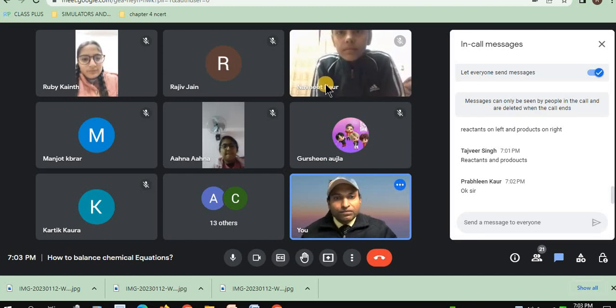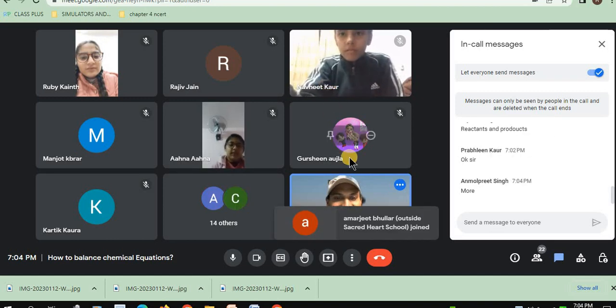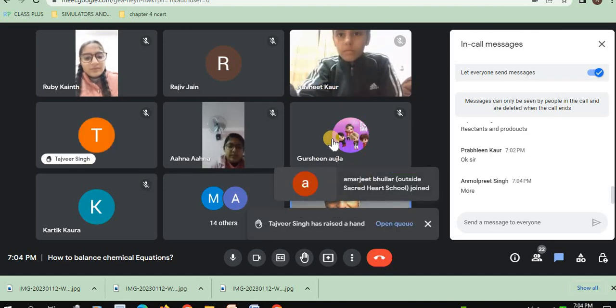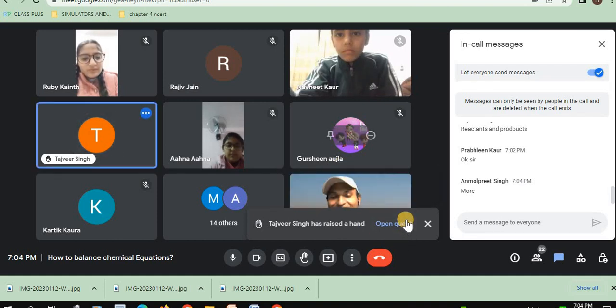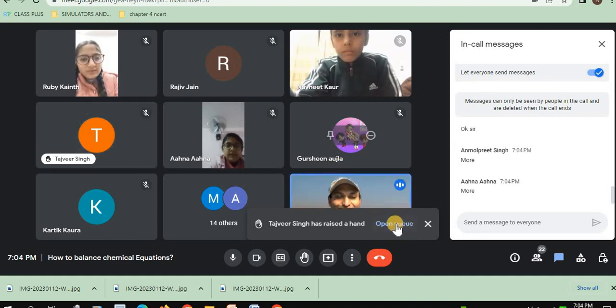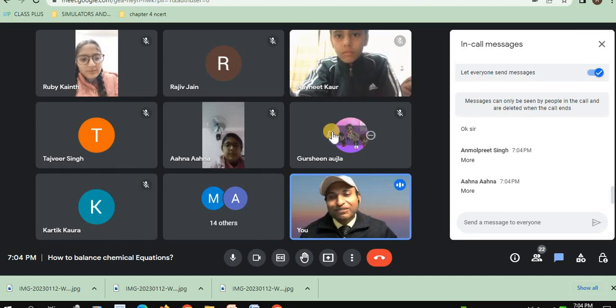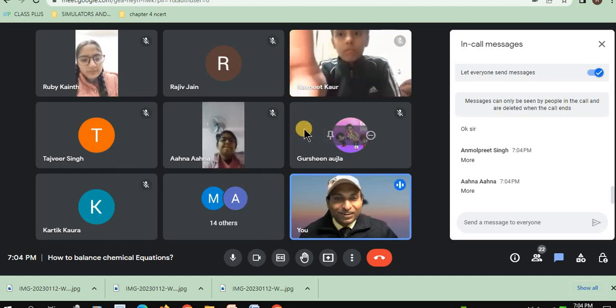If one reactant, two reactants, or three reactants are there, which equation is difficult to balance? Where more reactants are there or where fewer reactants are there? Okay, Tajveer, you just tell please. Here more reactants are there. More reactants, right? Some reactions are very easy, some reactions are very difficult to balance, right?